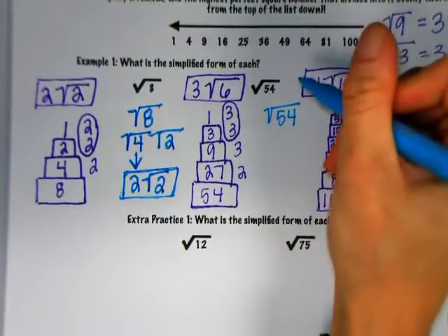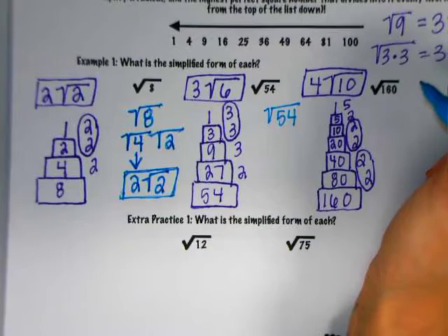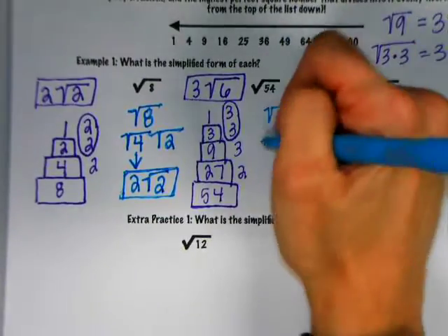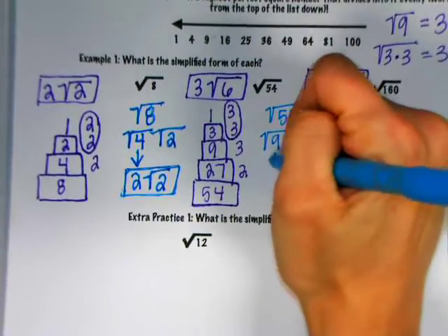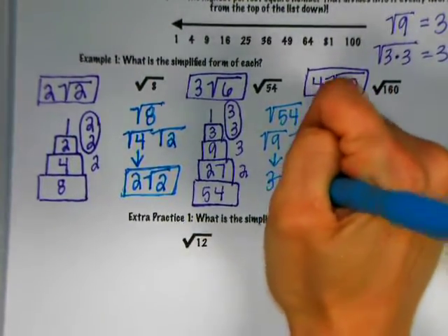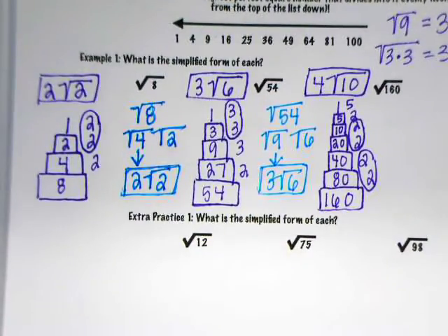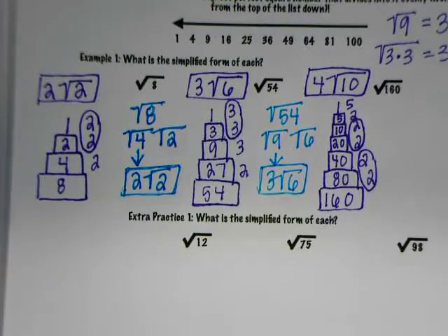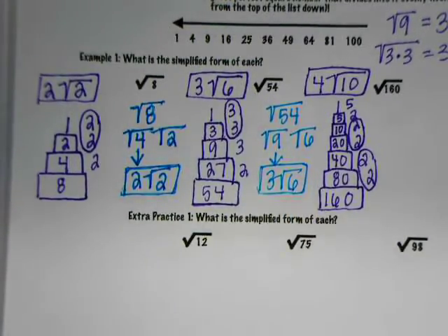So the biggest number on the list that goes into 54 evenly is 9, right? 9 times what is 54? 9 times 6. And then what's the square root of 9? 3. So see, same answers. It's just a quicker process, but this also requires you to be quick with math, right?